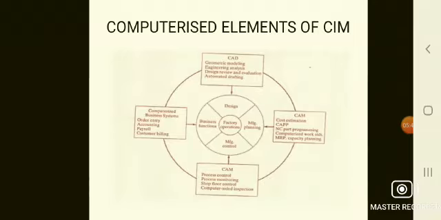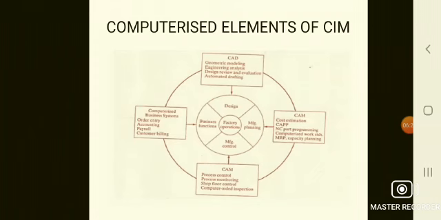Then manufacturing planning. In manufacturing planning, CAM software is used for cost estimation for the particular product. Then computer aided process planning. Next, NC part programming. Next, computerized work study. Then MRP, which means material requirement planning, and capacity planning. These are involved in manufacturing planning.